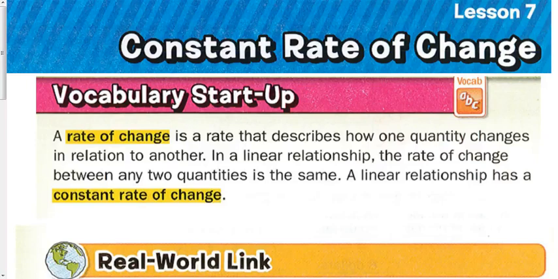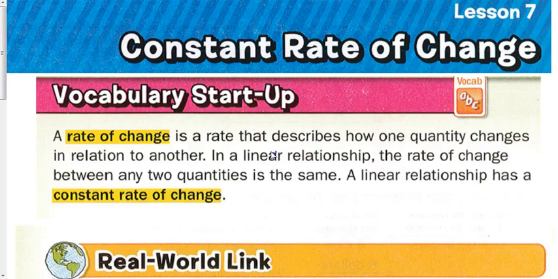Lesson 7, we are looking at constant rate of change. So our two words we're looking at here are rate of change. And a rate of change is a rate that describes how one quantity changes in relation to another. In a linear relationship, and remember linear means, as you can see, a line. You can see it right there. So any relationship that when you graph it forms a straight line is a linear relationship. The rate of change between any two quantities is the same. So a linear relationship has what we call a constant rate of change.